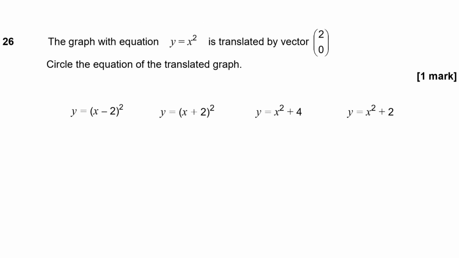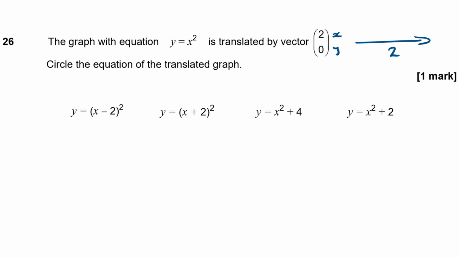Question 26. The graph of the equation y equals x squared is translated by the vector (2, 0). Circle the equation of the translated graph. Okay, well, the vector (2, 0), if you remember rightly, this is the x one and this is the y one. So (2, 0) is 2 units to the right.